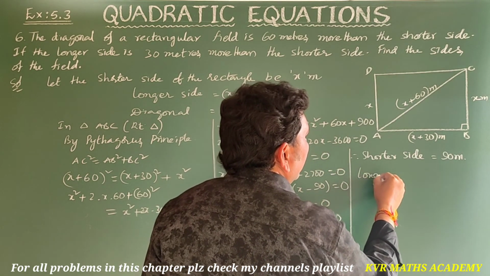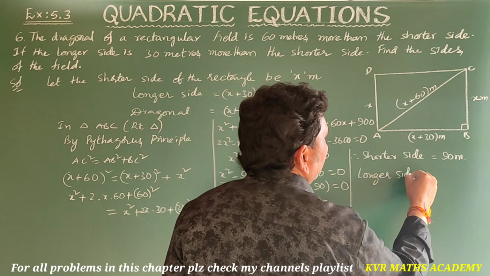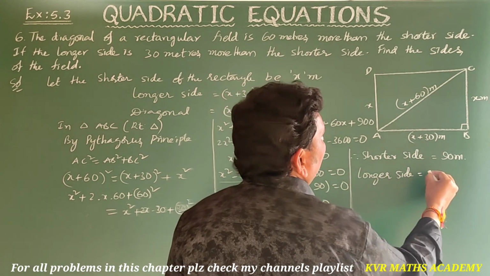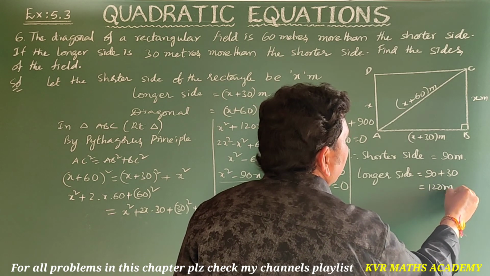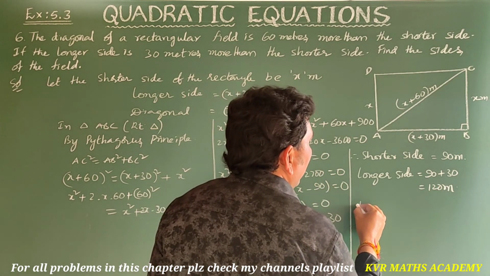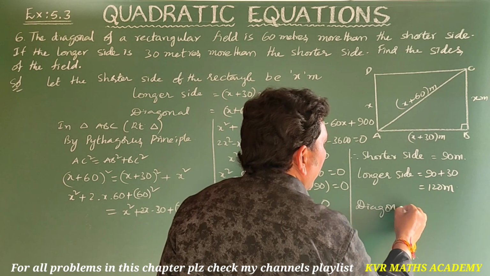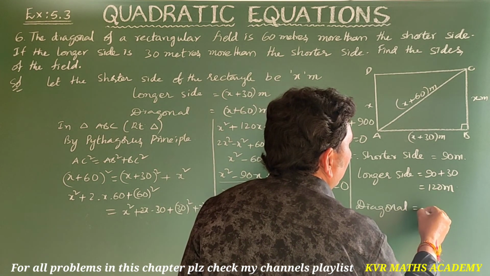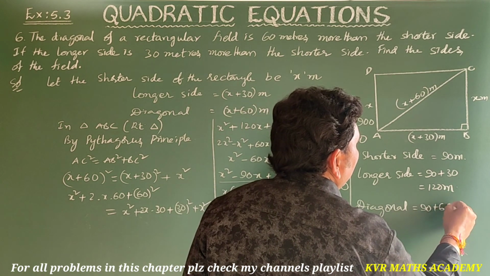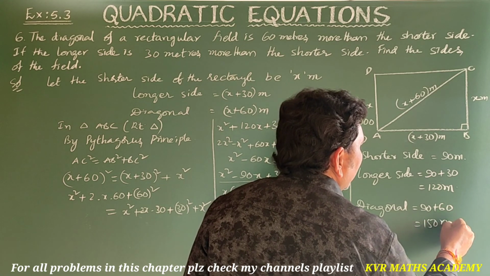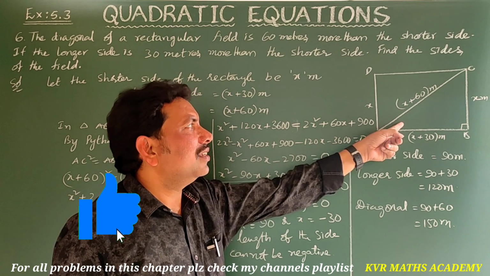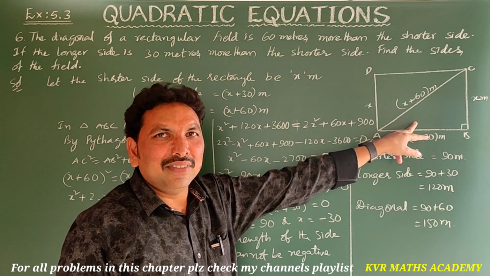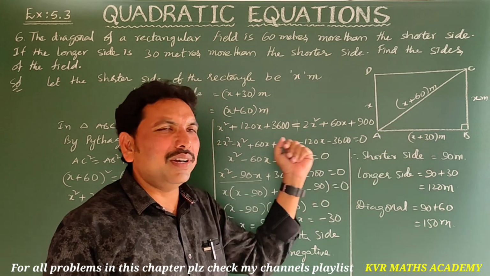Next, longer side, how much? x plus 30 only, right? 90 plus 30, that is equal to 120 meters. Next, diagonal is equal to 90 plus 60, that is equal to 150 meters. So these are the sides of the given rectangle. Have you understood clearly? Yes, note it down.